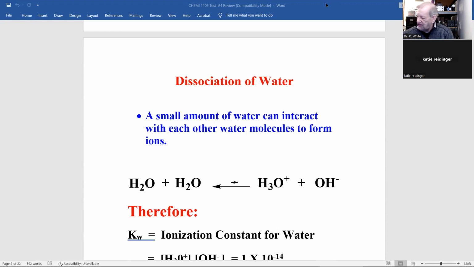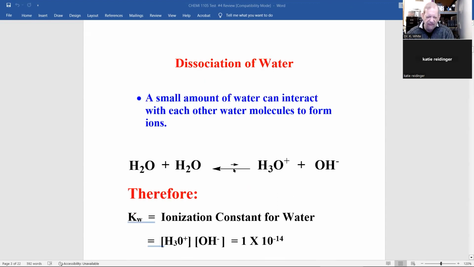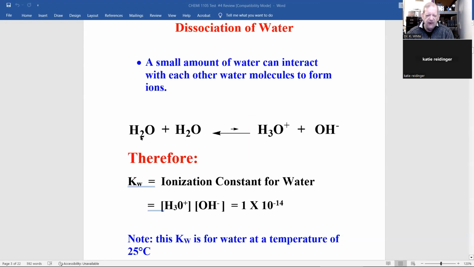One of the more important things in life is water. And water has some very unique properties. One of them is it can dissociate, react with itself. Here we have water reacting with another water molecule. This is called an equilibrium. Most of it stays as water on the left, but a little bit can go to the right to form H3O plus, the hydronium ion, and the hydroxide, OH minus.